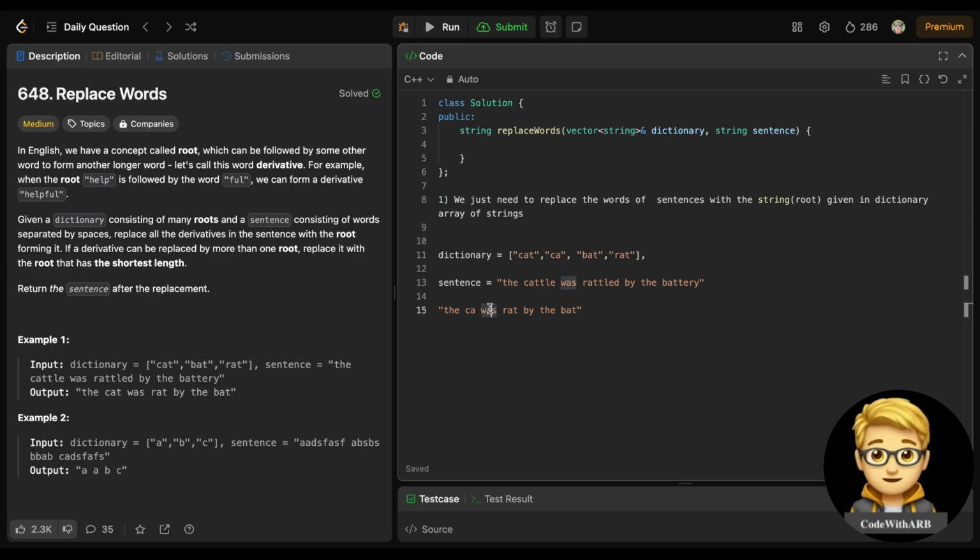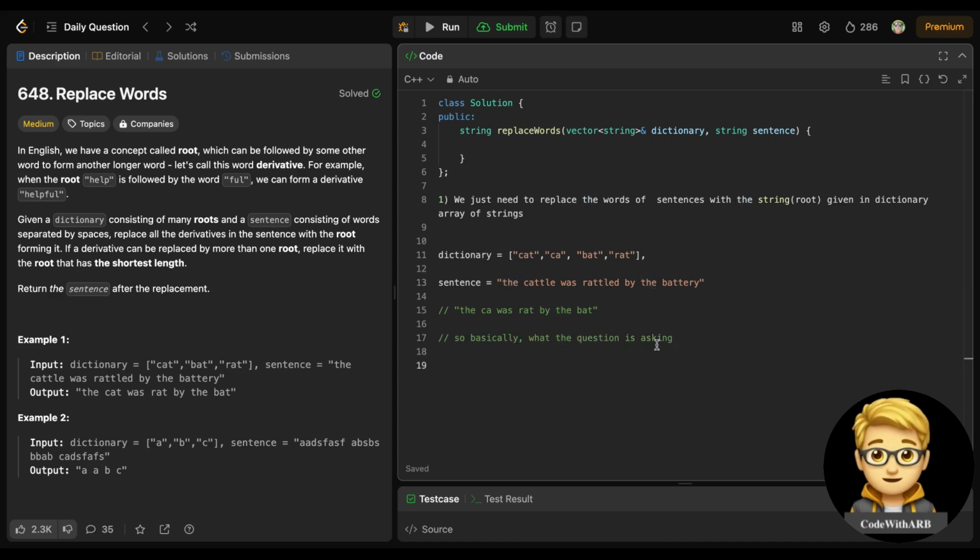Okay, so basically what the question is asking is to simply move through this sentence, and if for any word any prefix is available in the dictionary, replace it with that, right? Simply.